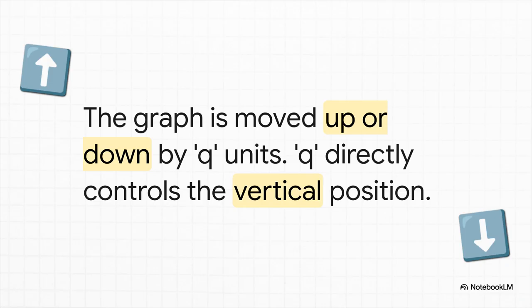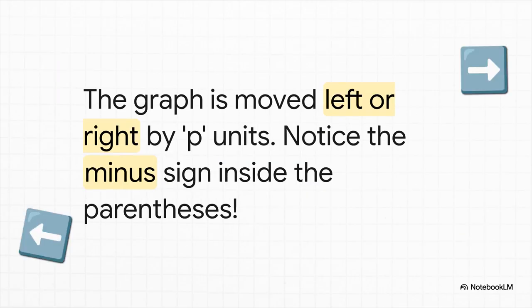We'll call it q. You want to move the graph up by 5 units? Just add a plus 5. Want to move it down by 2? Add a negative 2, or just subtract 2. This q value gives you direct control over the vertical position. Simple as that. All right, now moving it side to side. This one's a little tricky, so pay attention.